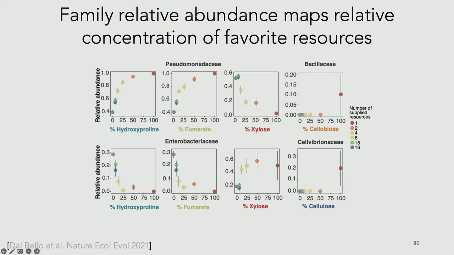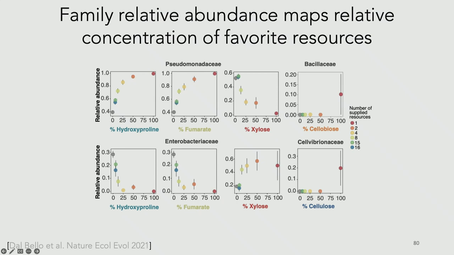And then what we did was plot the relative abundance of some of the families that showed a very strong association as a function of the relative concentration of the resource that was identified as their favorite. Is it clear? So here you see, for the Pseudomonas, which are one of the abundant families, especially in the organic acids and actually hydroxyproline, that the relative abundance of this family increases very well with the relative concentration. So there is a very nice correlation between the relative abundance of this family and the relative concentration of this resource.